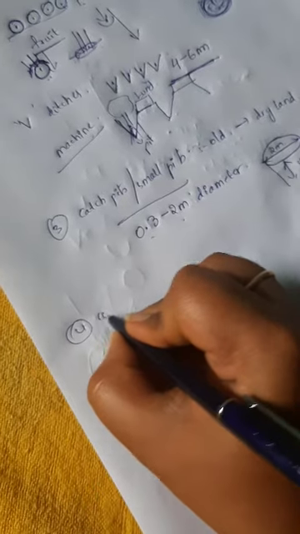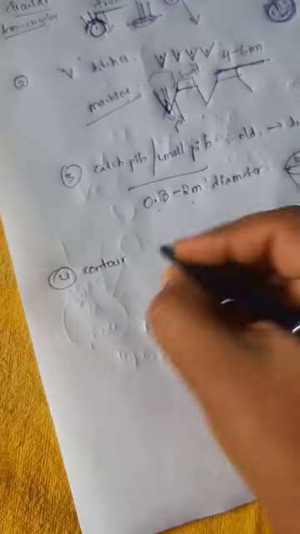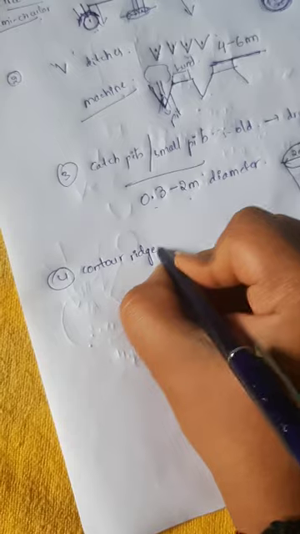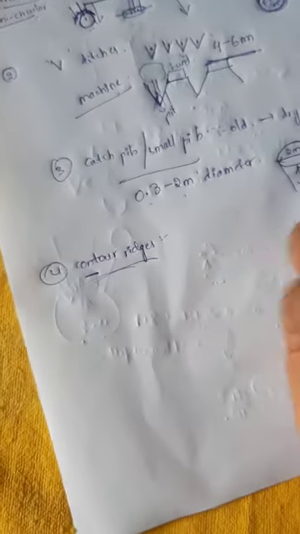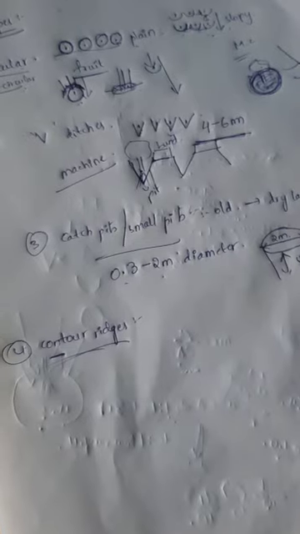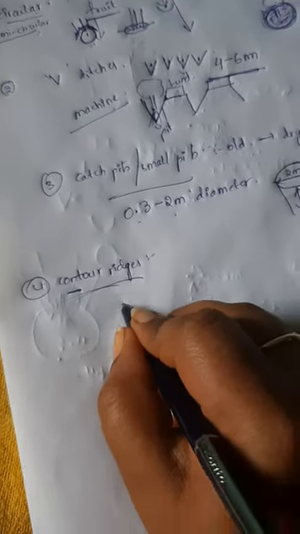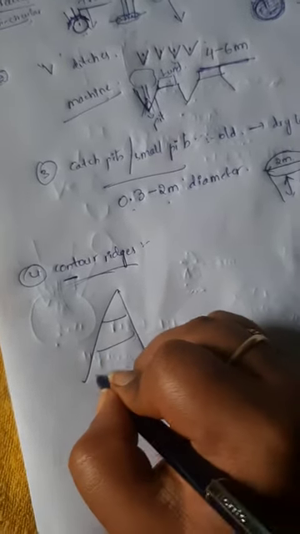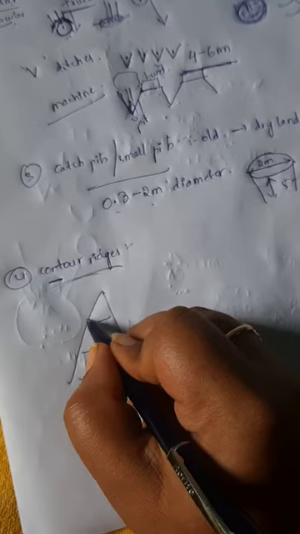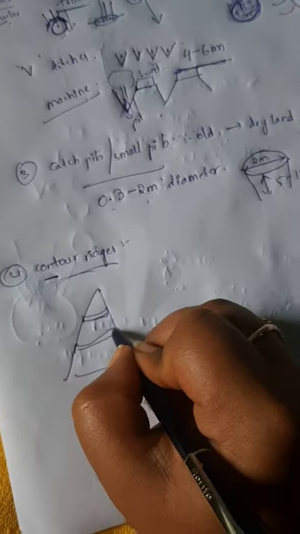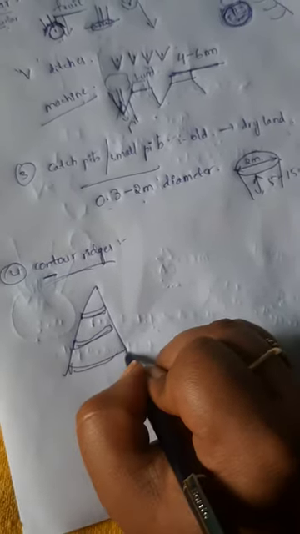The fourth one is contour ridges. What are contour ridges? These are the bunds or ridges constructed along the contour line. As we all know, there will be contour lines, and on the contour lines you construct bunds. These are contour bunds, right? Or contour ridges.